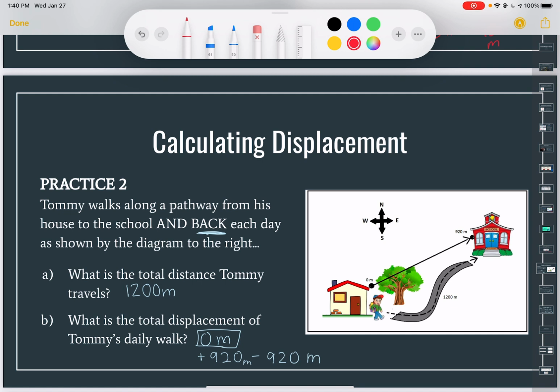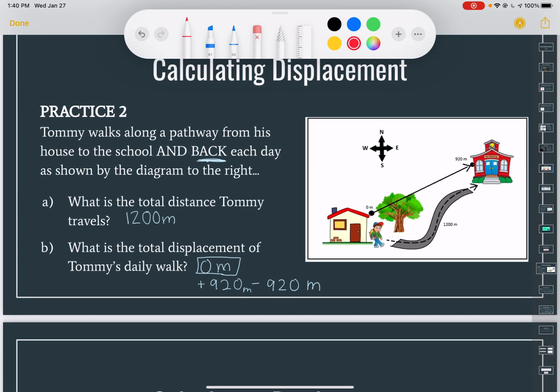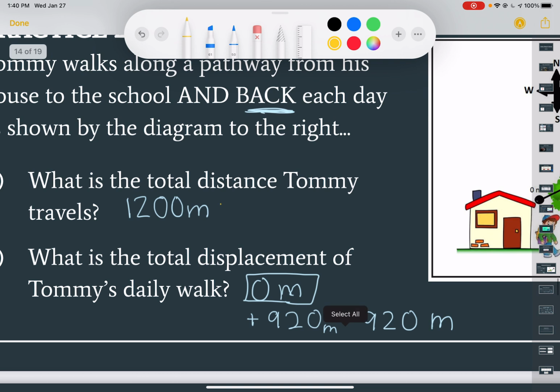So me writing this is actually not even right. This is perfect. I get to fix my mistakes from whenever I wrote this, like last year. It says, what's the total distance Tommy traveled? Well, we know he traveled to school and back, so it's not 1,200. That's times 2, right? Because we went there and then we came back. Our distance traveled was that times 2. So we would say we have 2,400 meters traveled.